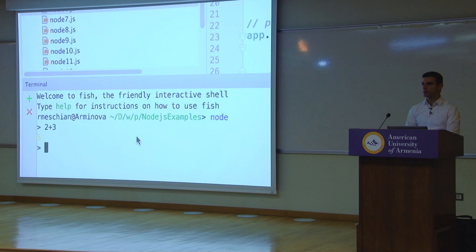There, it executed some JavaScript. It executed 2 + 3, that's JavaScript. Okay, let's write more complicated JavaScript. Let's do let a be 2, and then let's say a plus 4.